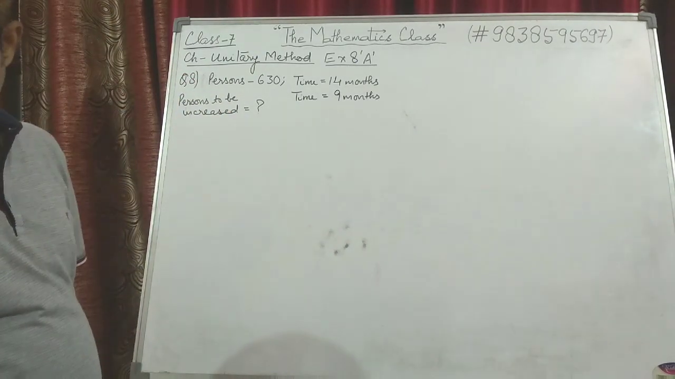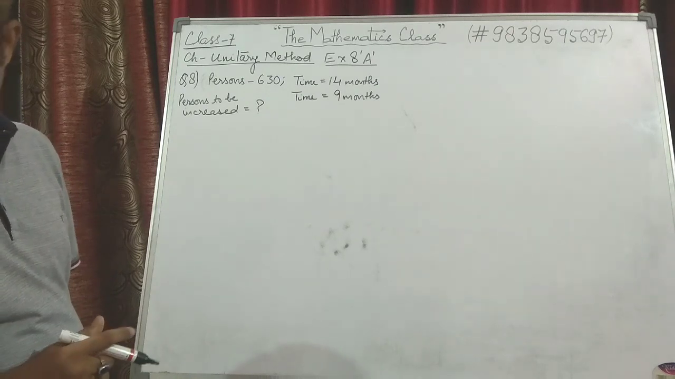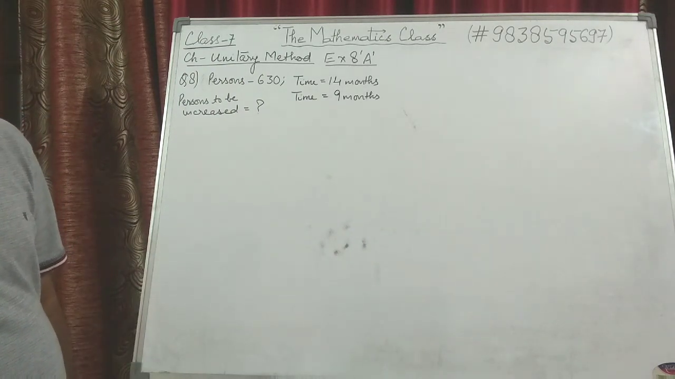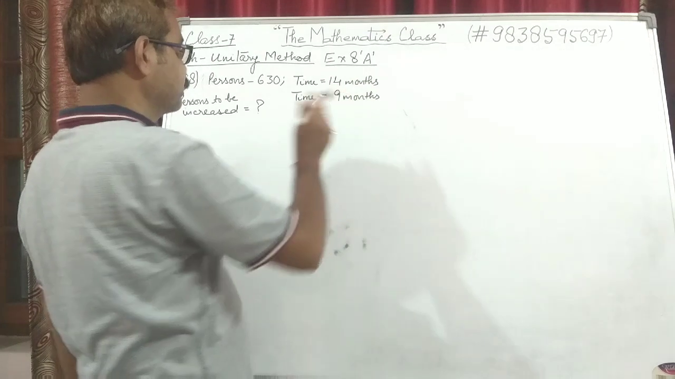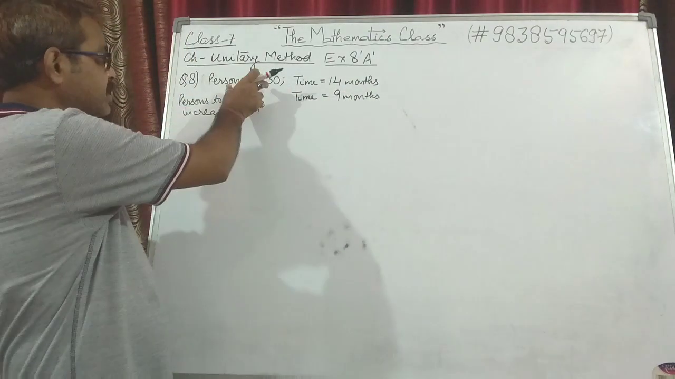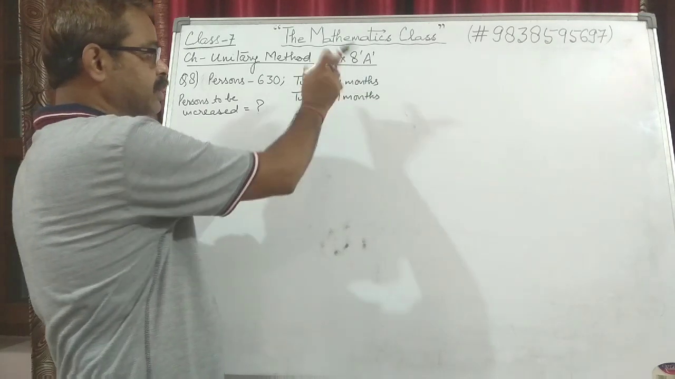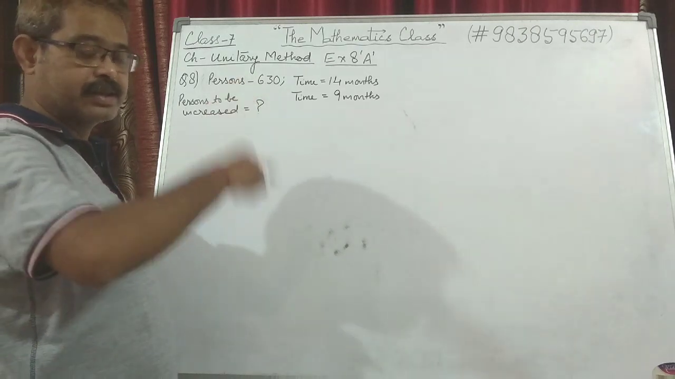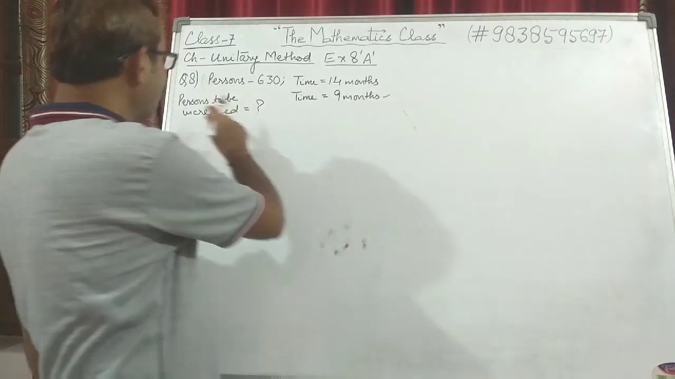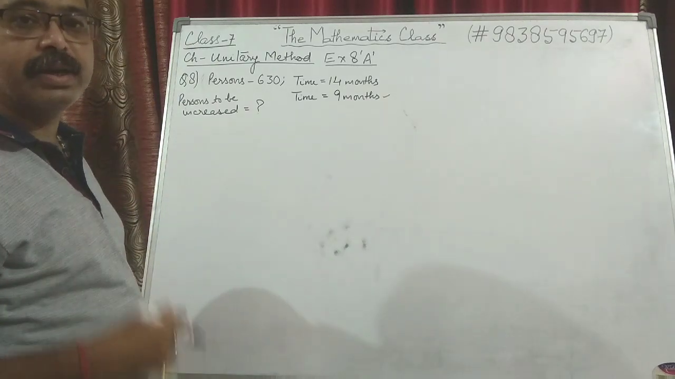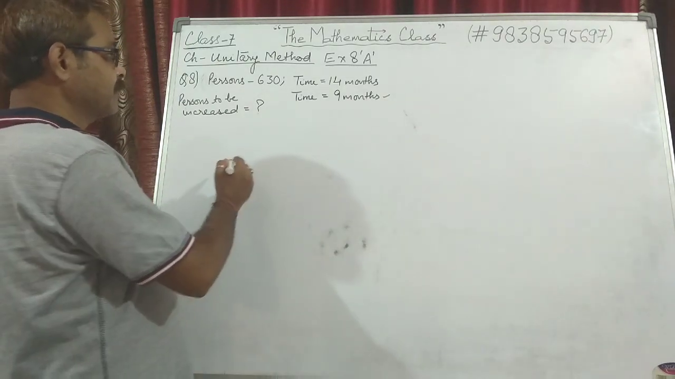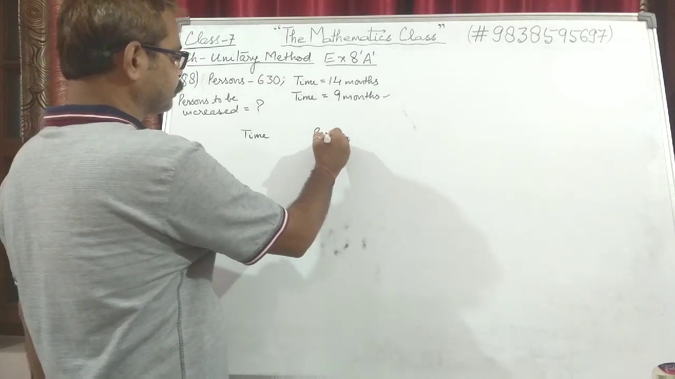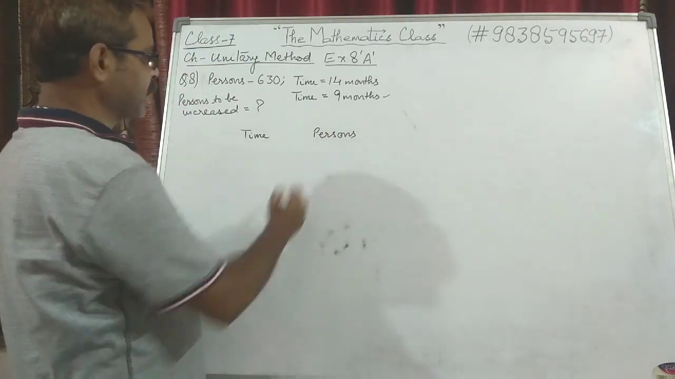Now what is question number 8? They say a contractor who had a workforce of 630 persons undertook to complete a portion of a stadium in 14 months. It means the contractor had 630 persons and they were supposed to complete a job in 14 months. But the question asks, if the contractor has to complete the same work in 9 months, how many more persons should be employed? So what we do, we will write first time as in the previous one, and persons, because persons is to be calculated.